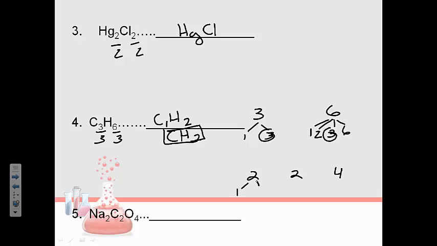What goes into 2? 1 and 2. And 1 and 4. It's an even number, so I know 2 goes in there. The greatest common factor is 2. It's the only one that's common between all of them, and it's the biggest. So I divide by 2 for each.